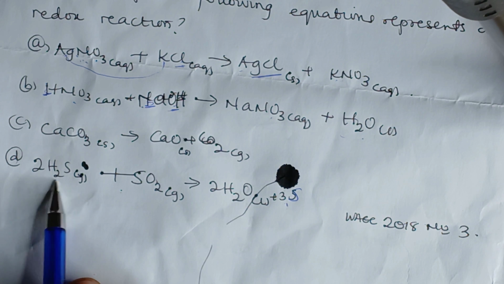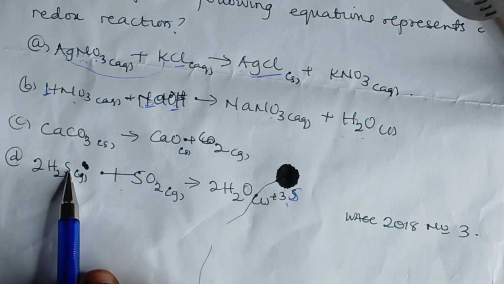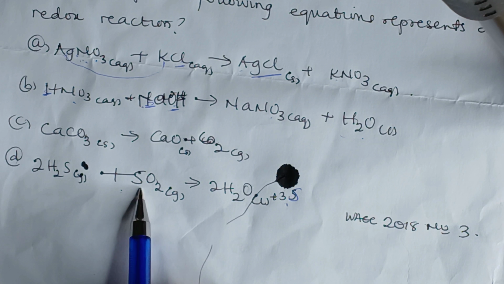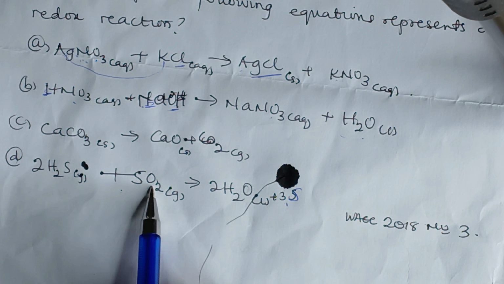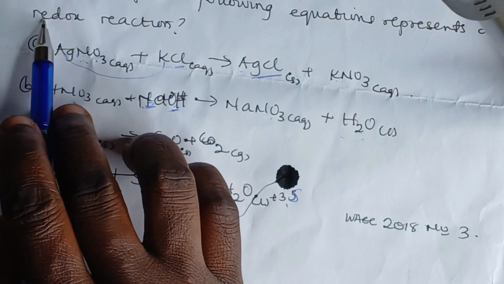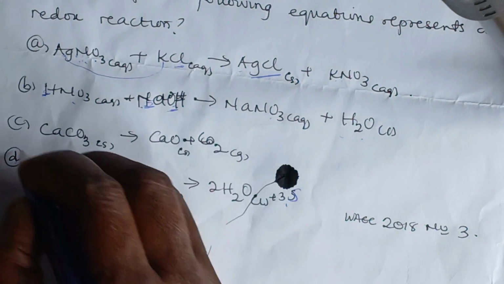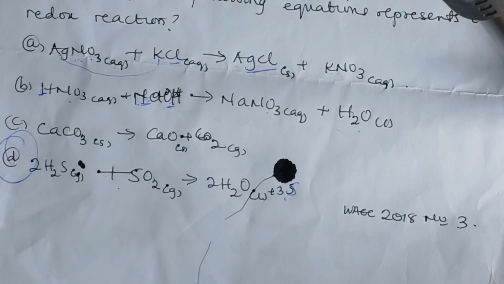So if you look at hydrogen sulfide, it has been oxidized to water because oxygen has been added. And if you look at sulfur oxide, it has been reduced because oxygen has been removed. So in this case, this is a redox reaction, which means oxidation reduction reaction. So the best answer here is D.